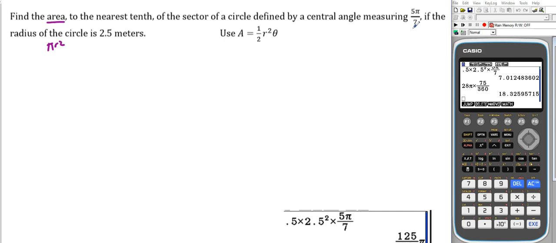So the next thing we're going to do is we need to identify the radius and our central angle. Our central angle is given in radians, so we don't have to convert. So we're going to just simply do 1/2 times 2.5 squared times 5 pi over 7 in the calculator.